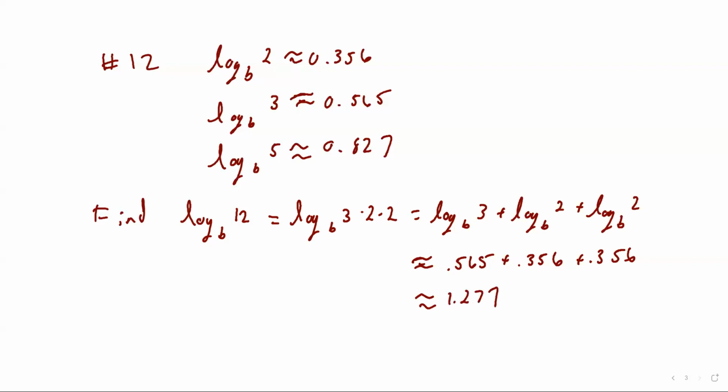1.277. So we're good there on a question like that on the homework. That's it. That's your answer. All right. There's one more type.